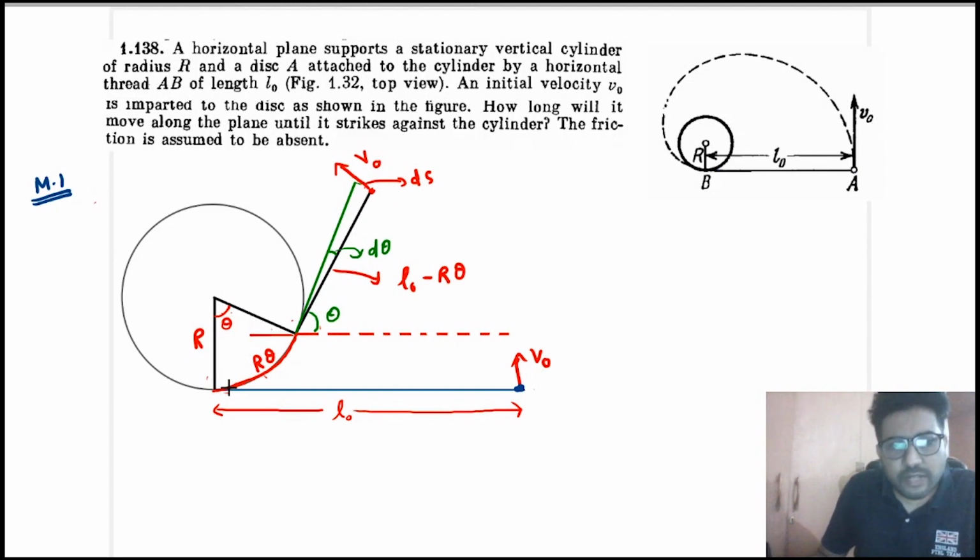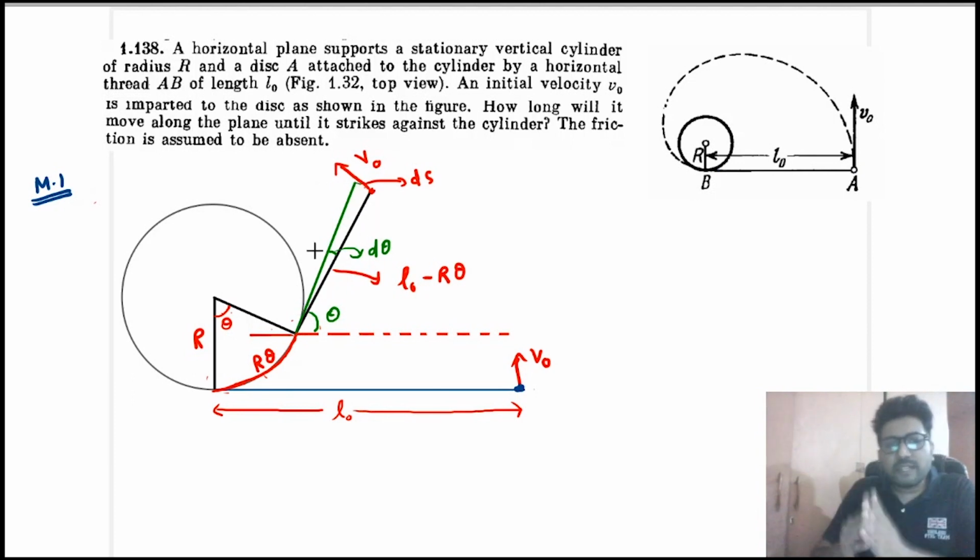So it has rotated by an angle theta. That means this thread has wrapped around the cylinder by an angle theta, so the length of the arc that it has covered is r theta. So what is the remaining length of the thread? Because the total length of the thread is L0 and it has wrapped around this cylinder by the length of r theta, the remaining length is L0 minus r theta. So the radius of the circular motion of this disc at this particular instant is L0 minus r theta.